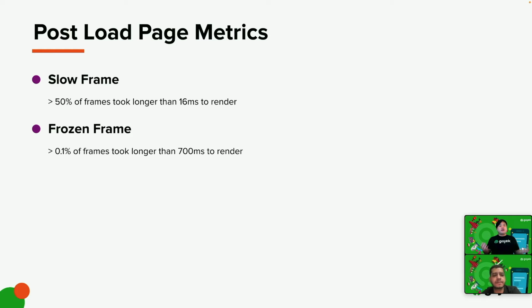Second, frozen frame. This metric is the percentage of user sessions that experience a noticeable amount of frozen frames for a specific screen. Specifically, this metric is the percentage of screen instances during which more than 0.1% of frames took longer than 700 milliseconds to render.